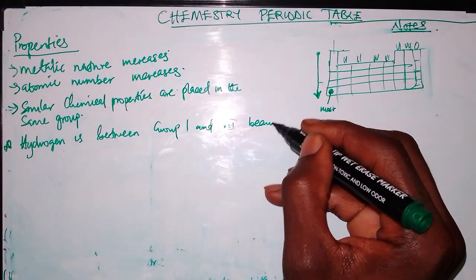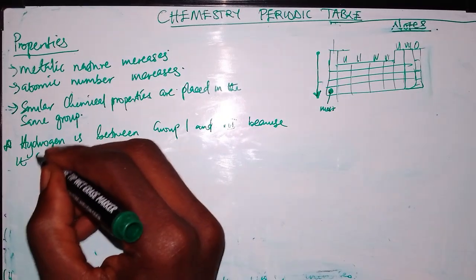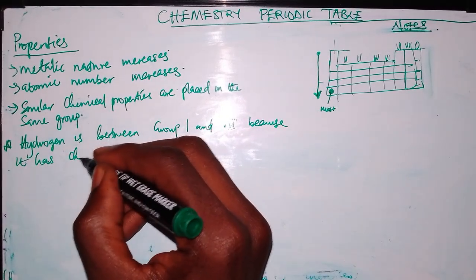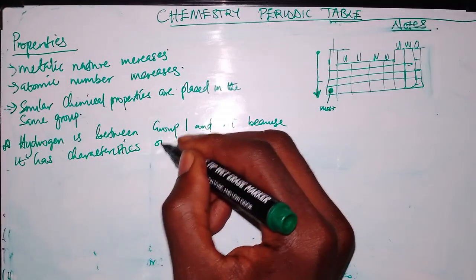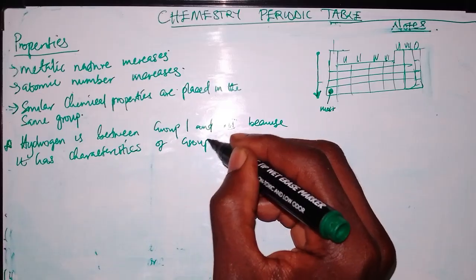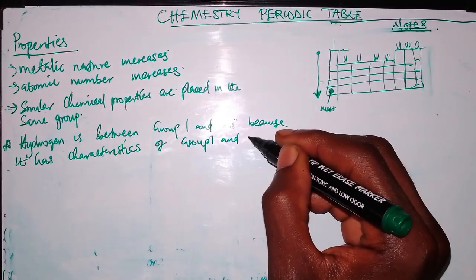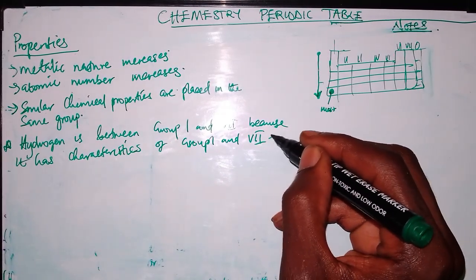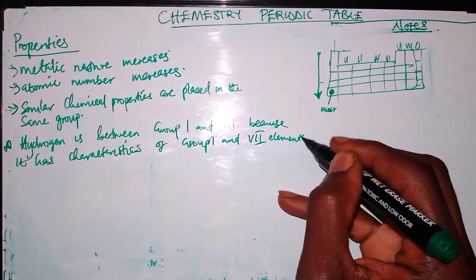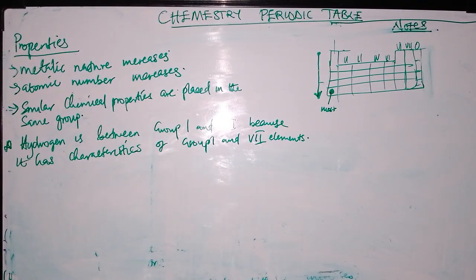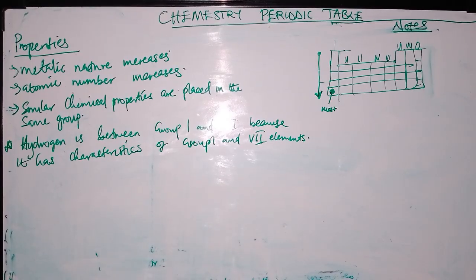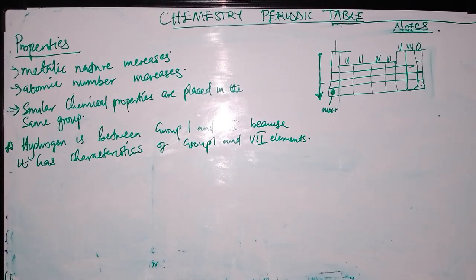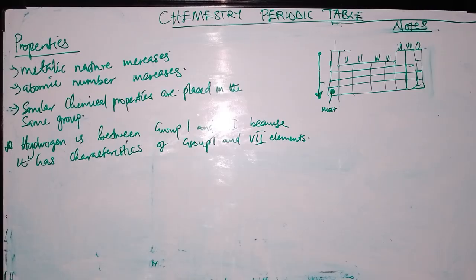Because it has characteristics of group 1 and 7 elements, meaning it can either lose an electron or it can share an electron.